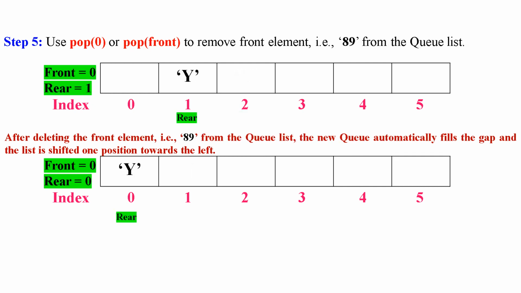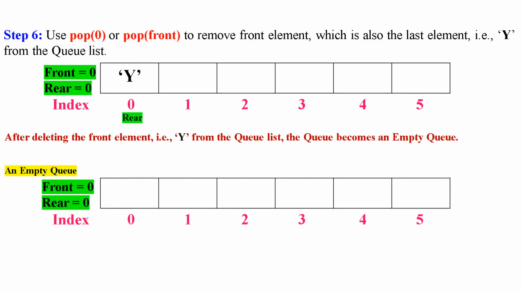Step 5. Look at the first picture. Use pop 0 or pop front to remove front element that is 89 from the queue list. After deleting the front element, that is 89 from the queue list, the new queue automatically fills the gap and the list is shifted one position towards the left. Now, look at the second picture. Here front end and rear end is 0, holding element y.